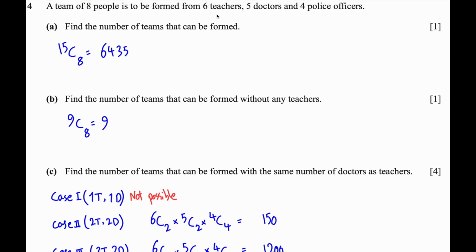In part B, I have to find the number of teams that can be formed without any teachers. If you exclude the teachers, the number of remaining people is 9, and I just have to choose the members of my team from those 9 people. So that would be 9C8, which is 9.